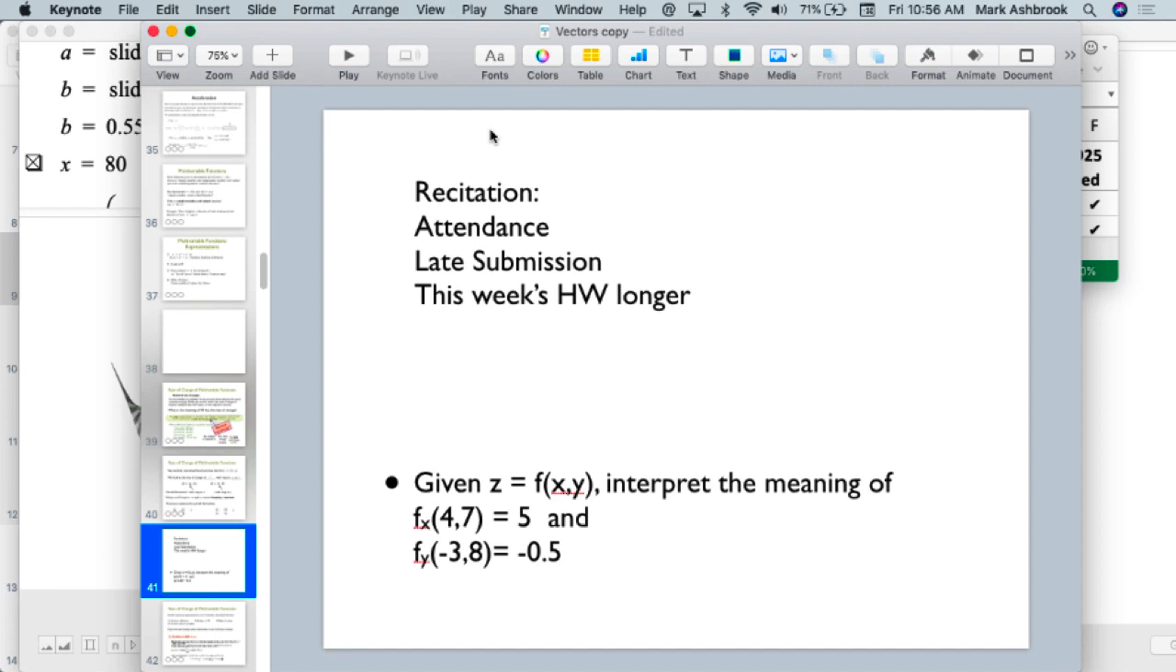For every small change in x, you get a corresponding change in z that's 5 times that change in x. That's pretty good. Yeah, it's the change in z, right? So these partial derivatives are how much the function changes, which is the z value, with respect to, in this case, x. So given a small change in x from 4 at y equals 7, z will change 5 times as much as the change in x, or about that, right?